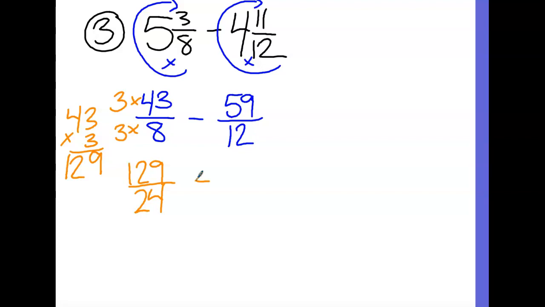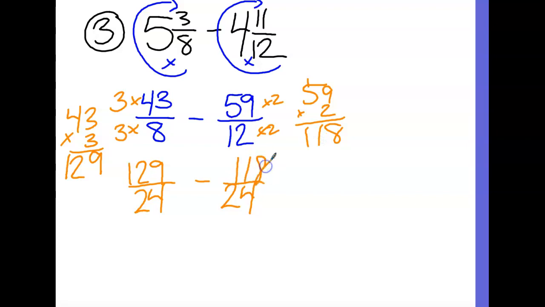Minus, what do I have to multiply 12 by to get 24? So I have to take the top times 2. So again, I do it off to the side. 2 times 9? 2 times 5? Plus 1? 118. Yep. So then I would take 129 minus 118. If you need to write it off to the side, do so.